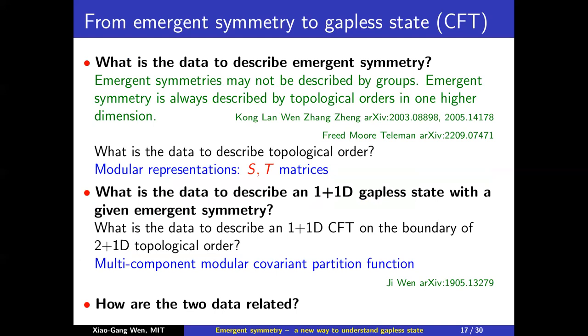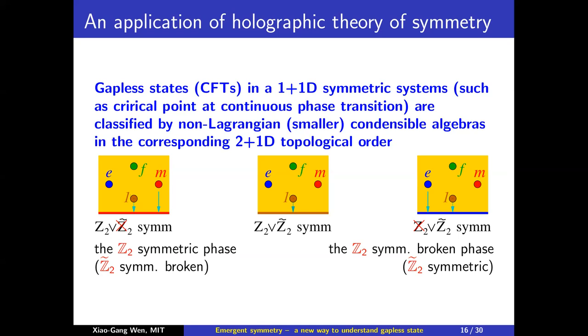Okay, so can we get more quantitative? This is just some very vague thought, some correspondence. But can we obtain a more quantitative description? How are gapless states determined by the bulk topological order and the anyon condensation?